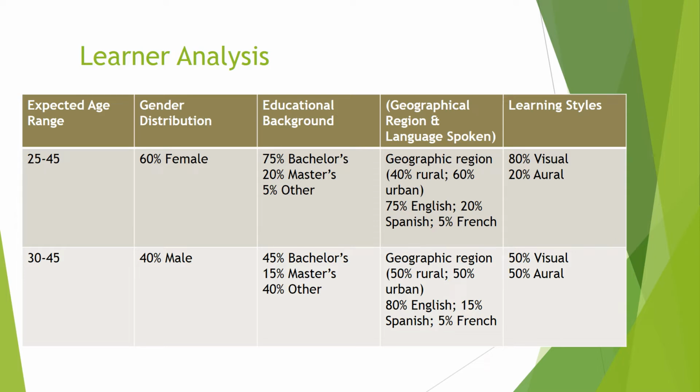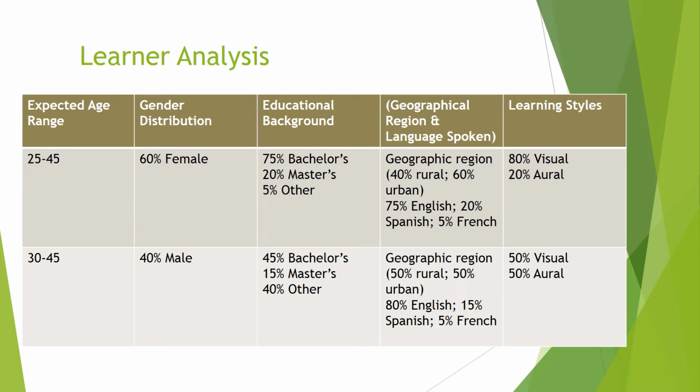Learner analysis. The learners were identified based on their age range, gender description, educational background, geographic region, primary language spoken, as well as their learning styles. We wanted to incorporate this for the students to ensure that they feel comfortable speaking to a male or female, depending on their gender, as well as the learners having a history of sexual education. 60% of the females identified are between the ages of 25 and 45. Of that 60%, 75% obtained a bachelor's degree, 20% obtained a master's degree, and 5% obtained other degrees, which could have been an advanced degree.